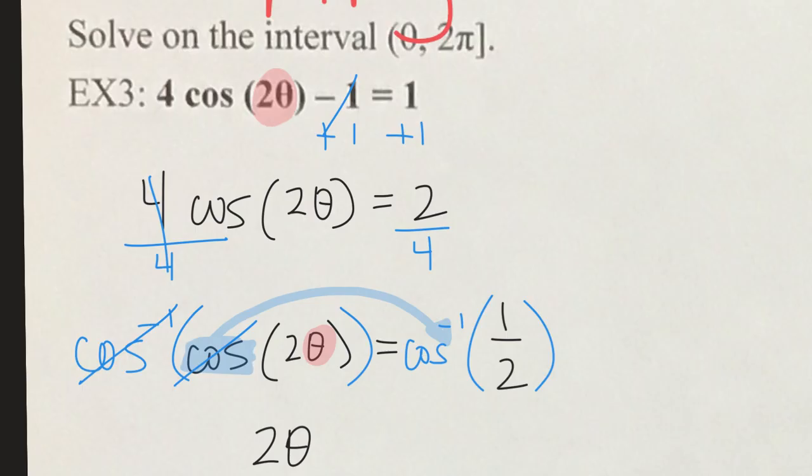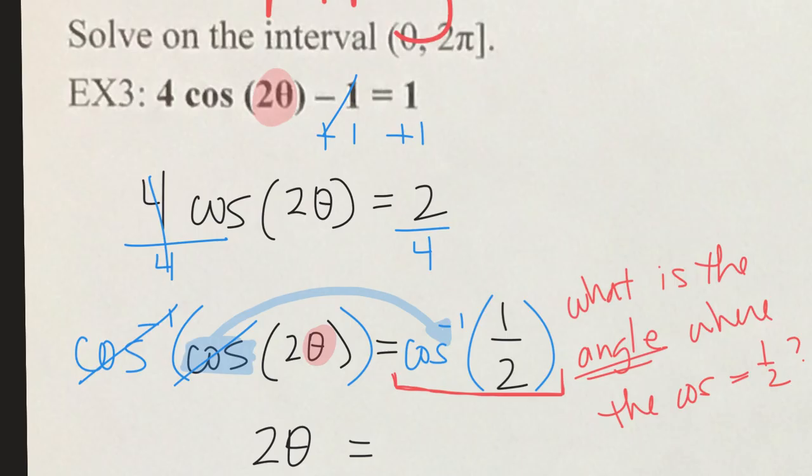So now we have our theta just hanging out, which is exactly what we want. It's no longer in parentheses. It's no longer being the cosine or multiplying by 4 or subtracting 1. It is free. But remember, theta is an angle. So we need to set it equal to an angle, which is why we've been doing this. What is the angle where the cosine is 1/2?